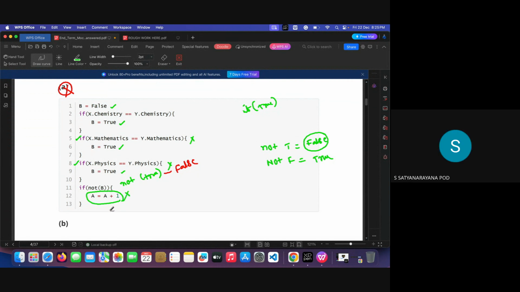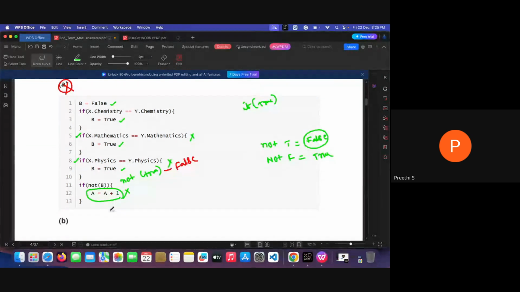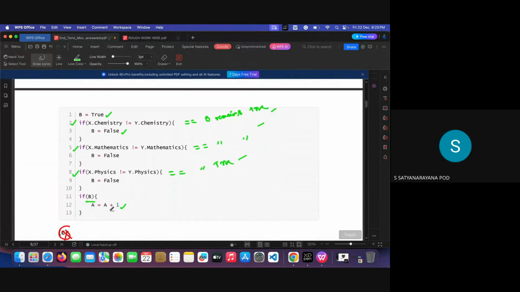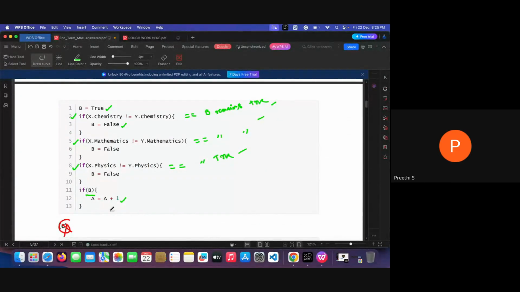That's the reason. So one more query I had was in option B, which is supposedly the right answer. Here, the last update of B is for physics equality. Like if physics is not equal, then B is true, right? No. Not equal means B is false, no? Oh, sorry. If the physics marks are equal, then B is true. No. Here it is not equal.